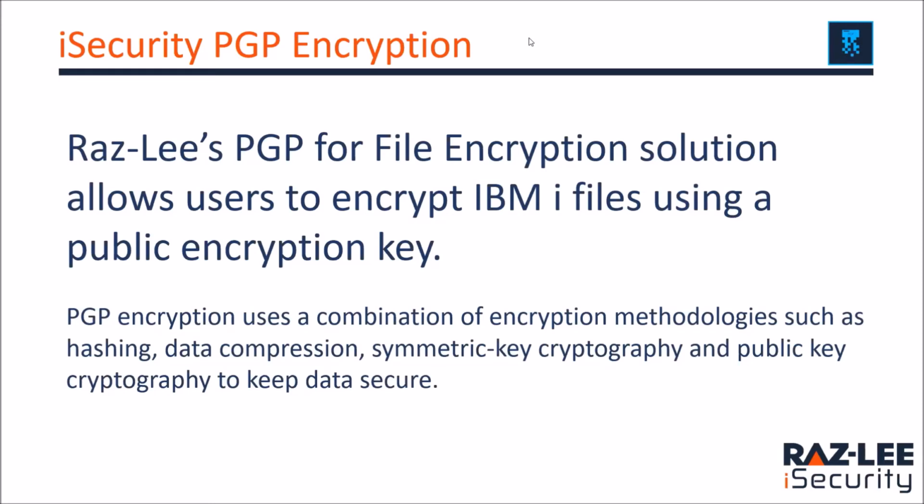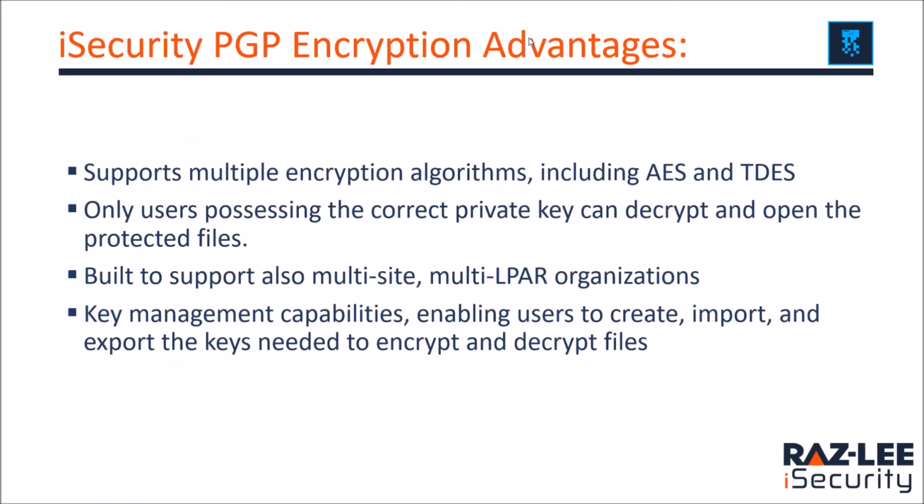The best way to do it is using a combination of encryption, such as hashing or data compression or symmetric cryptography. And then you have public keys. And the public keys keep the data secure because you can encrypt your data, transfer it, and then in another network, totally different, in another part of the world, they will decrypt the files and get them back. So iSecurity PGP encryption supports multiple encryption algorithms, which is really good, includes AES and TDES.